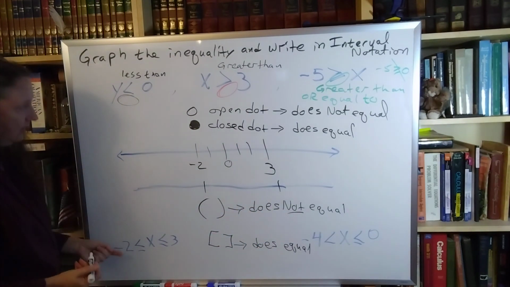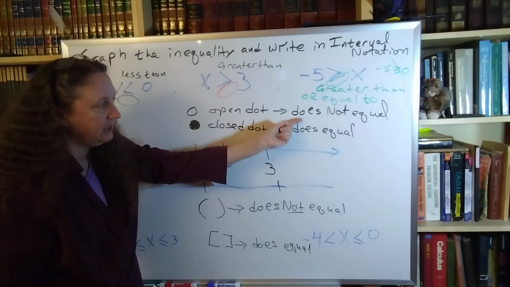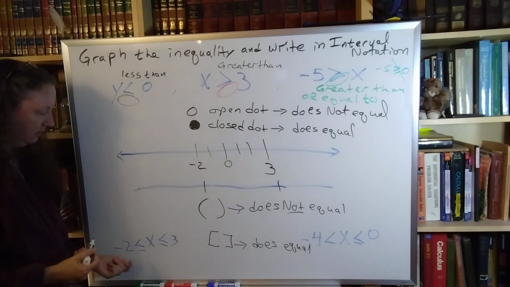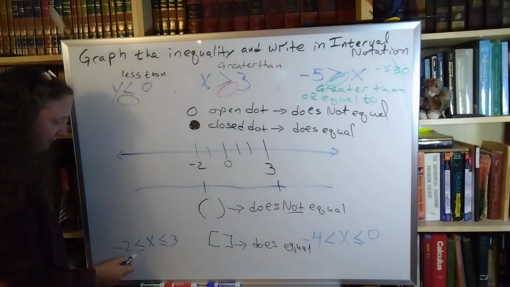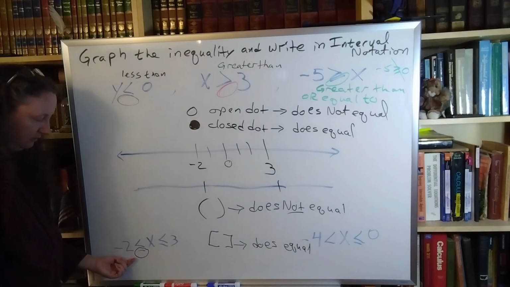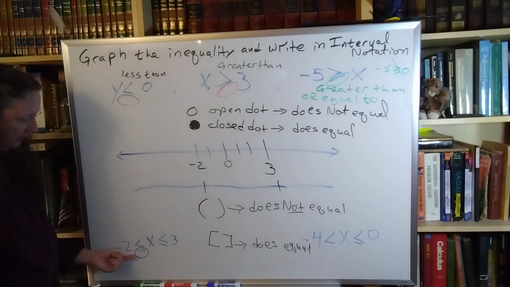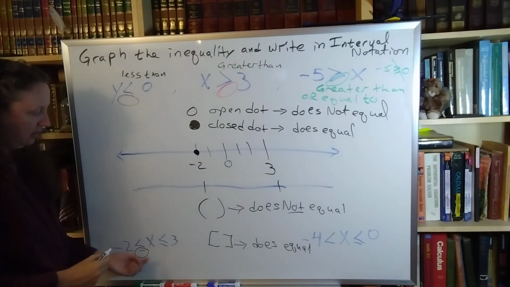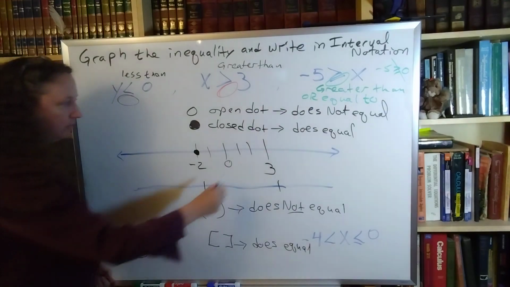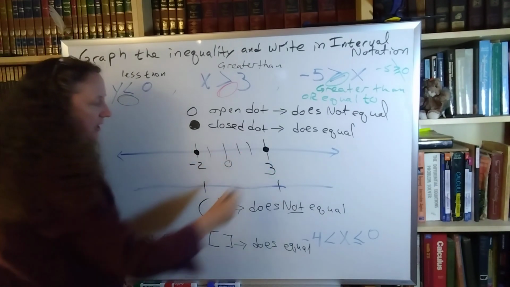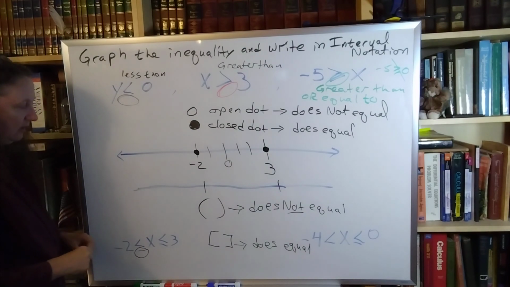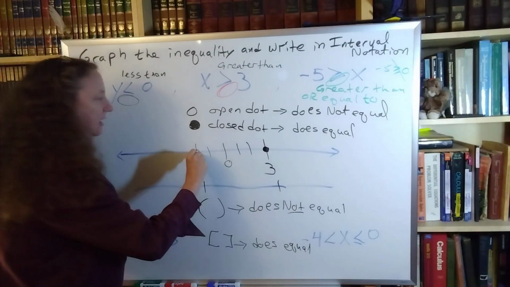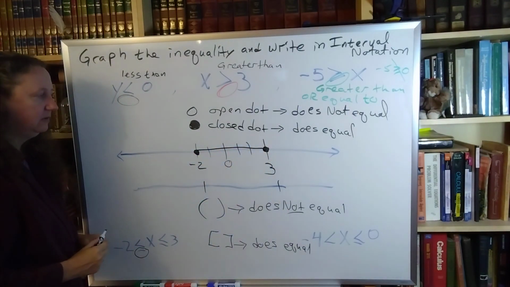Using the dots, I want to find out, does it not equal or does it equal? Is it possible that it could actually be -2? Is it possible that it could actually be +3? So I look for that extra little bar down there. I see the bar, so I'm going to put a closed dot at -2. I see the bar down here, so I'm going to put a closed dot at +3. And I want x to be anything in the middle of them, so I draw my line from one closed dot to the other closed dot.